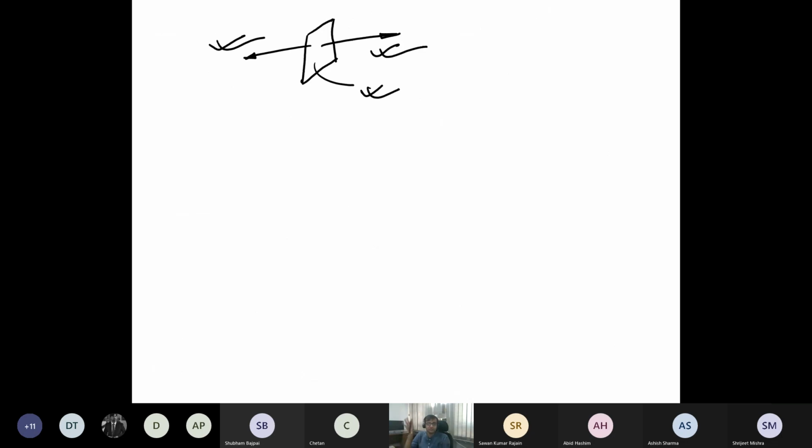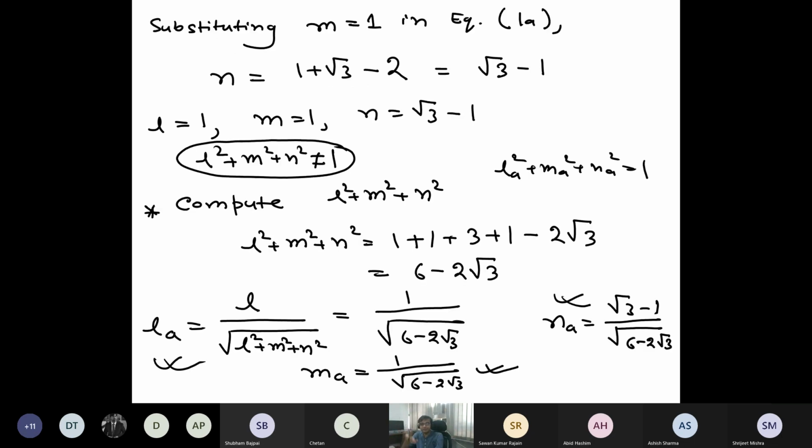Okay, so this is your solution, and in the exam, you can solve it in the conventional manner. I don't care, as long as your solution is correct, your steps are correct. But I personally believe this is much easier to solve as compared to solving with L square plus M square plus N square directly.